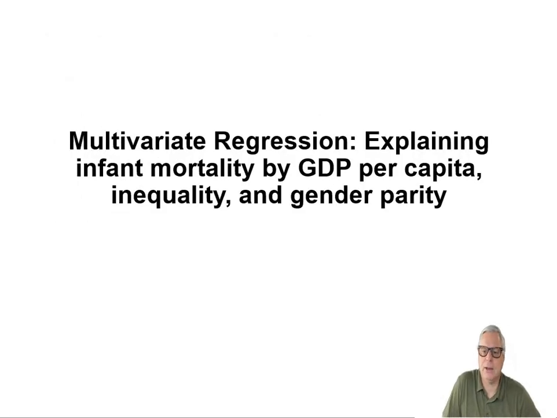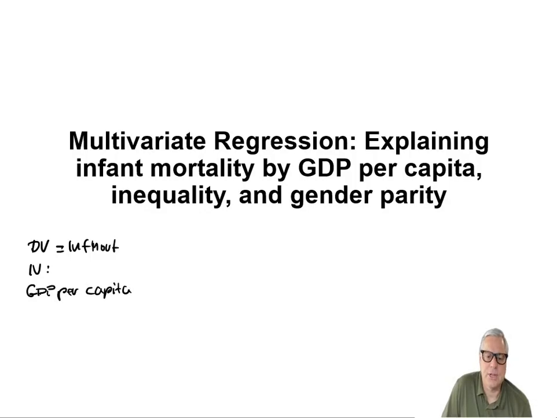So if we go back here and we say our dependent variable is infant mortality, so let's abbreviate that infmor. And then our independent variables are, for example, GDP per capita. So then when we regress infant mortality on GDP per capita, I would expect a negative sign because richer countries have better health care, so the children are more likely to survive.